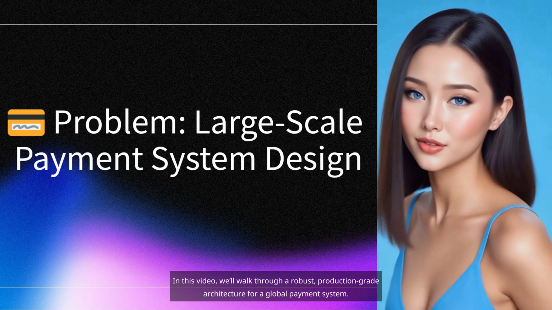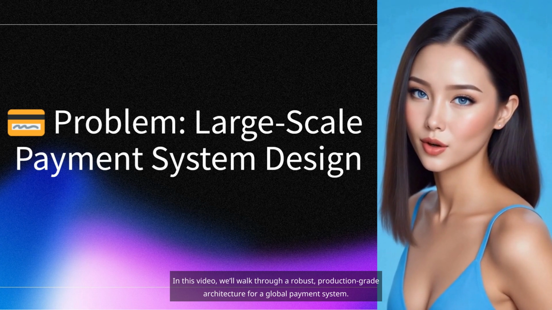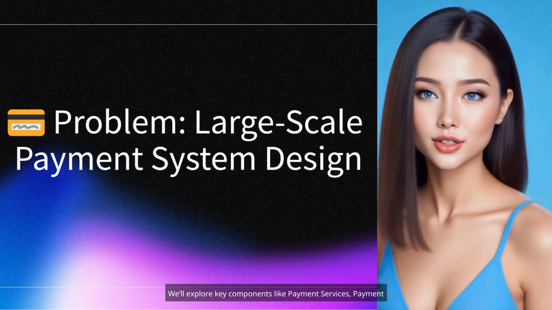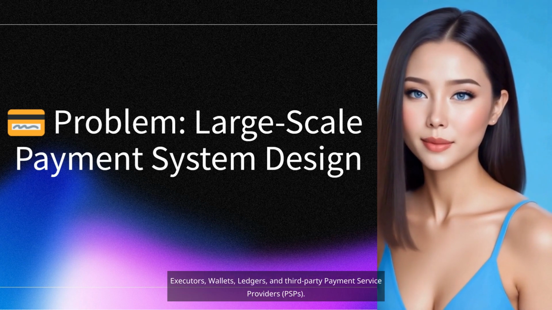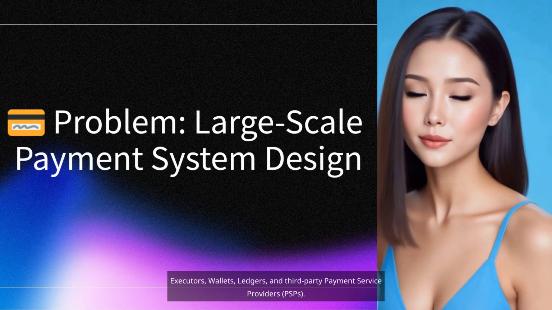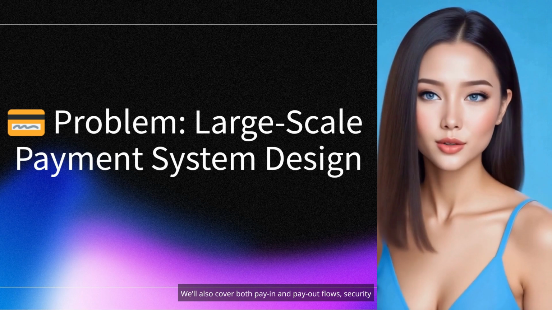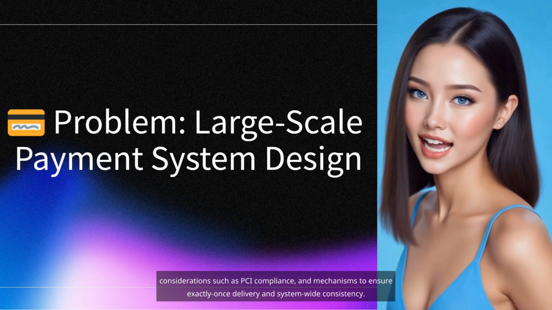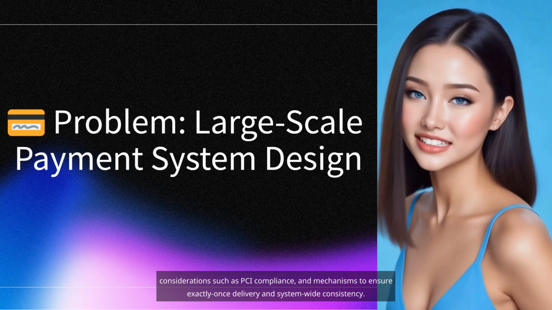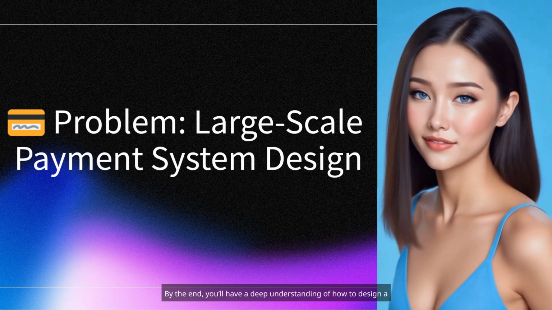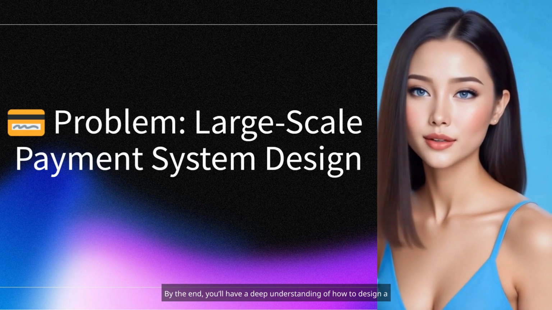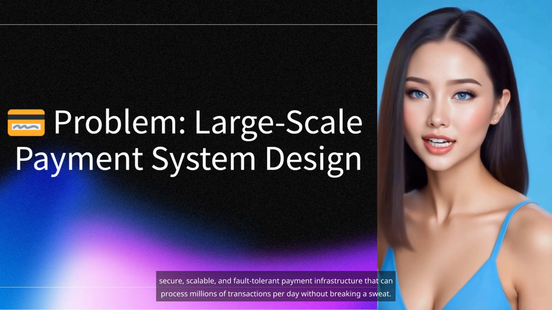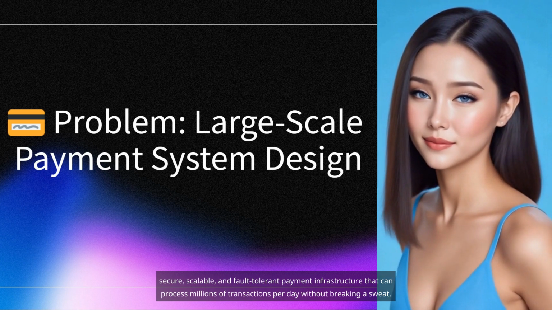In this video, we'll walk through a robust production-grade architecture for a global payment system. We'll explore key components like payment services, payment executors, wallets, ledgers, and third-party payment service providers, PSPs. We'll also cover both pay-in and pay-out flows, security considerations such as PCI compliance, and mechanisms to ensure exactly once delivery and system-wide consistency. By the end, you'll have a deep understanding of how to design a secure, scalable, and fault-tolerant payment infrastructure that can process millions of transactions per day without breaking a sweat.